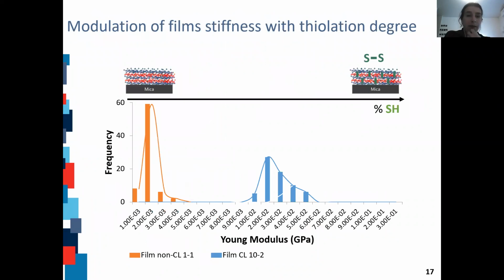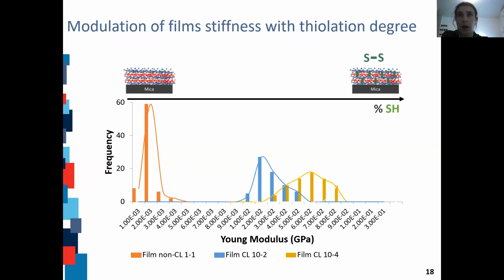So here are the results of the stiffness. What we can see is that in orange, for a non-cross-linked film, the Young's modulus, which represents the stiffness, is about 10 to the minus 3 gigapascal. And then for the cross-linked film with the lowest percentage of thiol function, the Young's modulus is already 10 times greater.